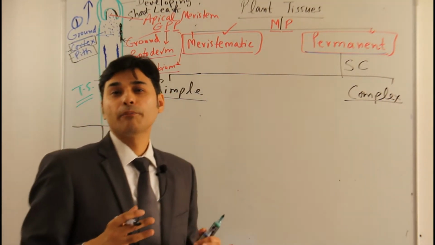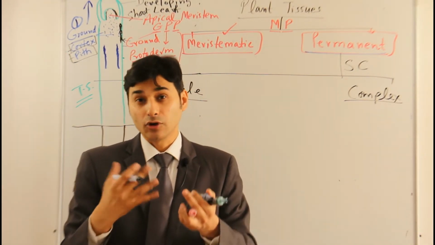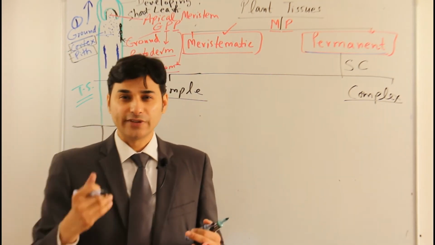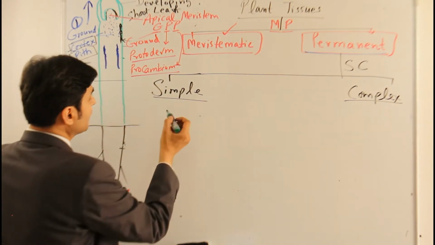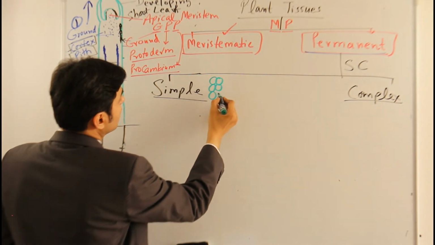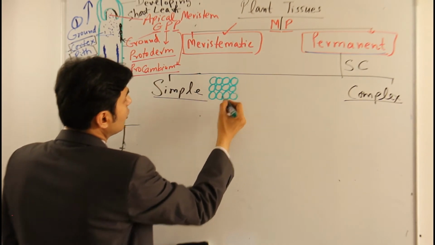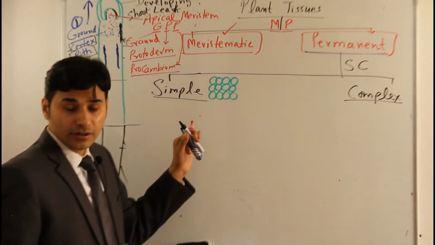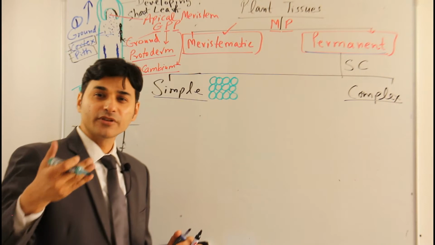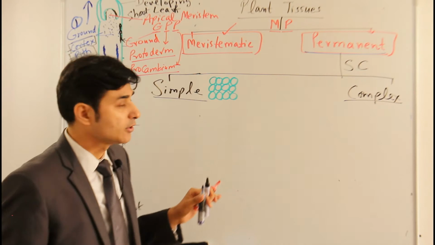Now, simple permanent tissue is a type of tissue which is made up of simple type of cells, or more clearly, made up of only one type of cells. As you know, a tissue is a group of cells which are similar in structure and function. So if I make a tissue here and all of them are made from a similar type of cells, that is called a simple tissue.